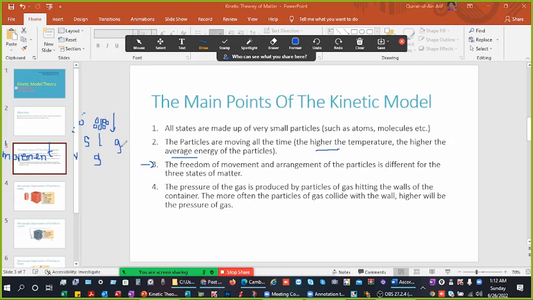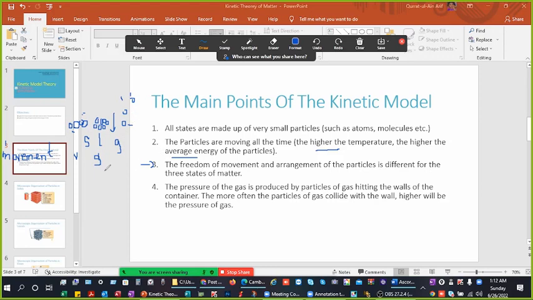When we talk about gases, the movement is random. The particles are moving in all directions with their maximum energy. So the movement in case of gases is random.